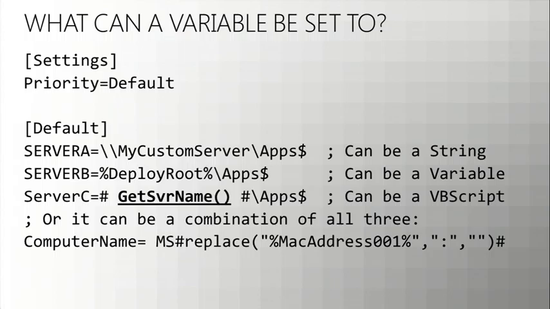So here in this particular case, we have a combination of both. We're running MS, and then we have a pound Replace. Replace is a standard VB script intrinsic function. And then we're also going to take MAC address. So MAC address also gets processed. The things in the percents get processed first.